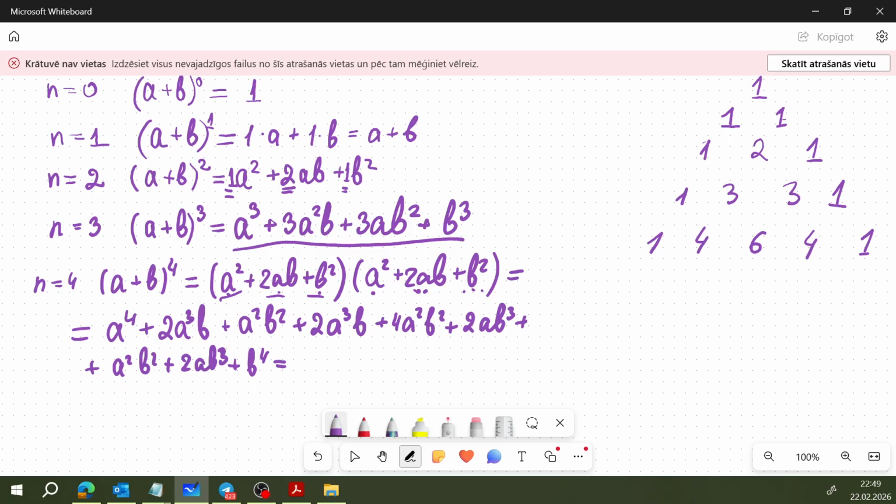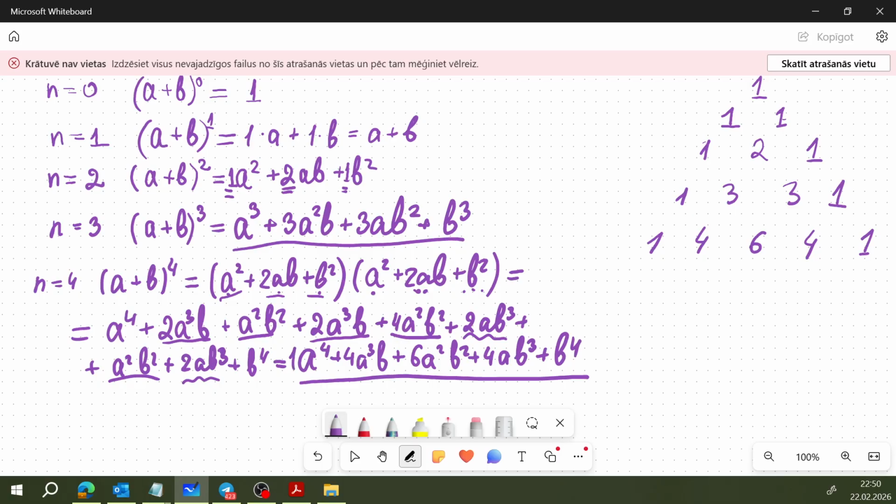If you put it all together, then you're going to have a to the power of 4, and then you will have these two together, so it will be plus 4a cubed b. The next thing is if you put these two together, you will have 6a squared b squared. Then plus, you can put the next two together, so it will be 4ab cubed, and then finally plus b to the power of 4. And you can see all the coefficients here: 1, 4, 6, 4, 1. So this is how it goes, and this is how we can make this work.